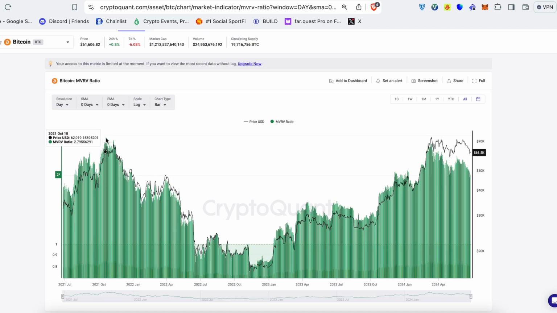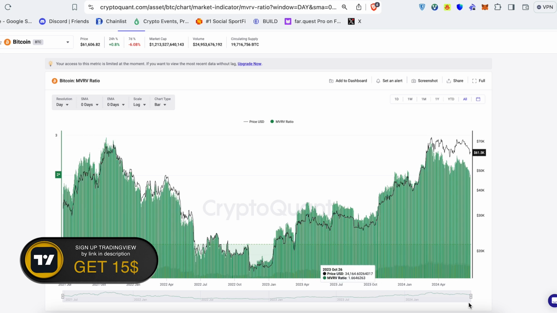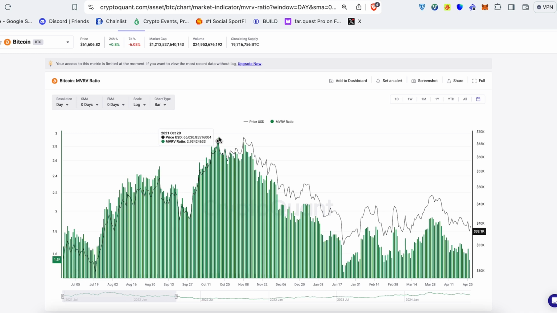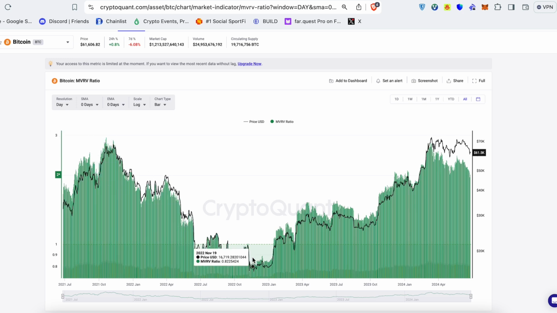Like you can see here in October 2021, November 2021, let's zoom in to this time period, the MVRV ratio was higher than the Bitcoin price. It was a signal of a potential top, and you can track the trend and the size of the MVRV ratio. What can we see at this current moment? So let's zoom in here.